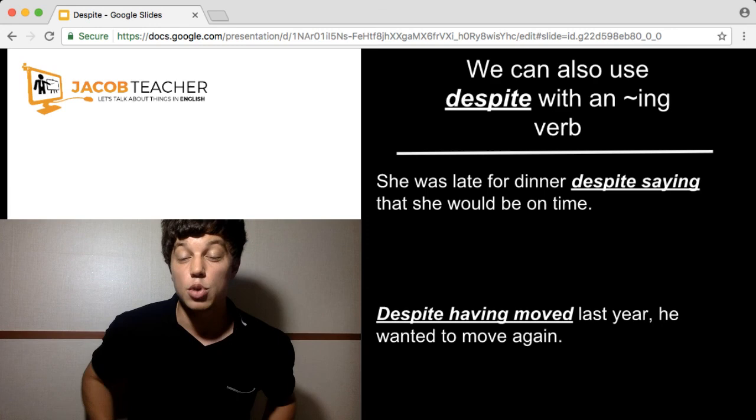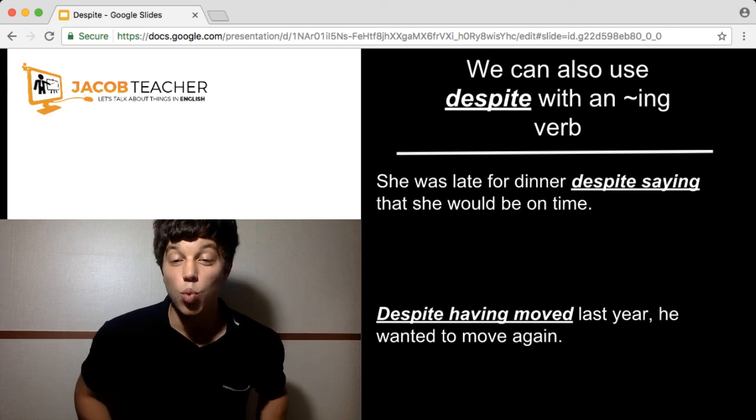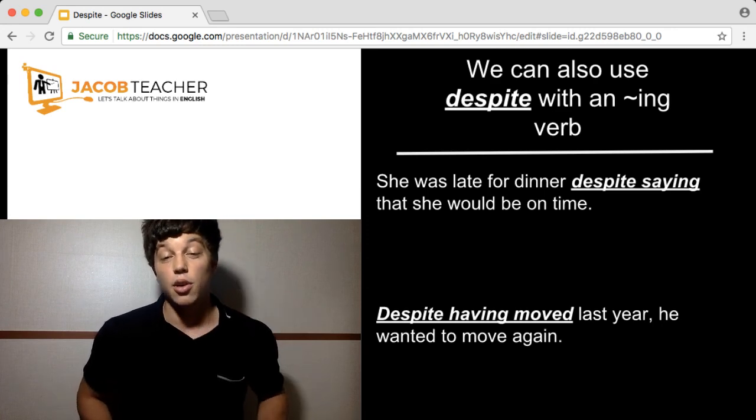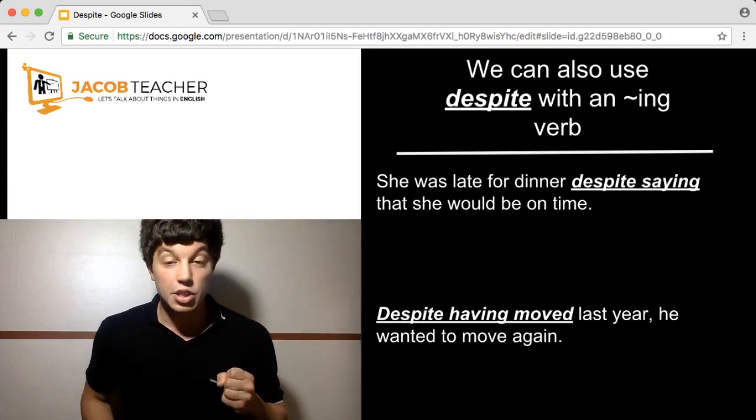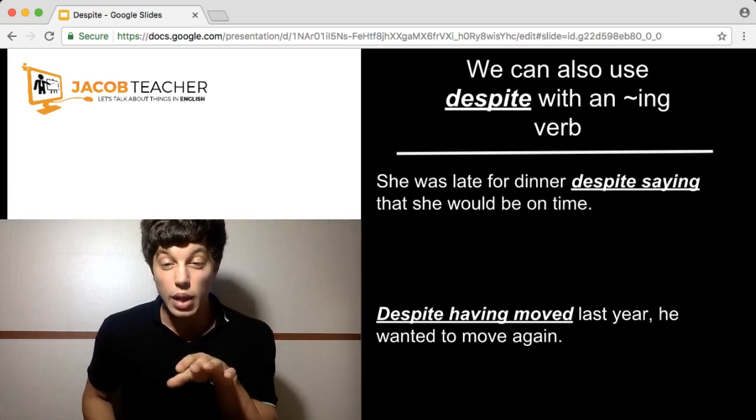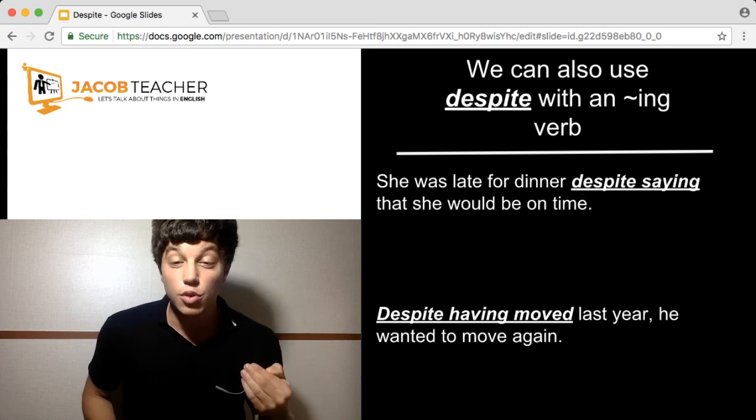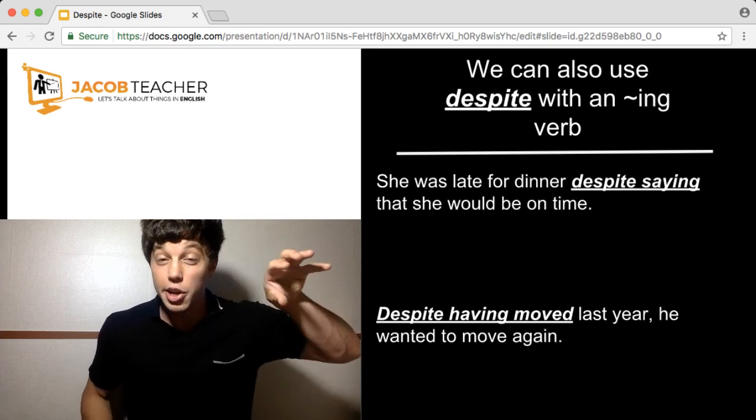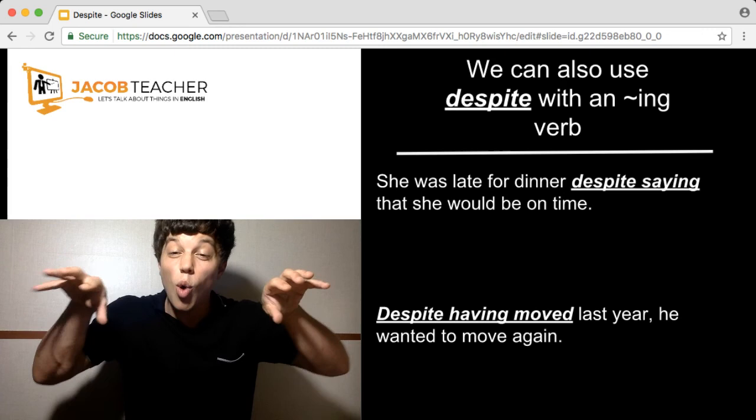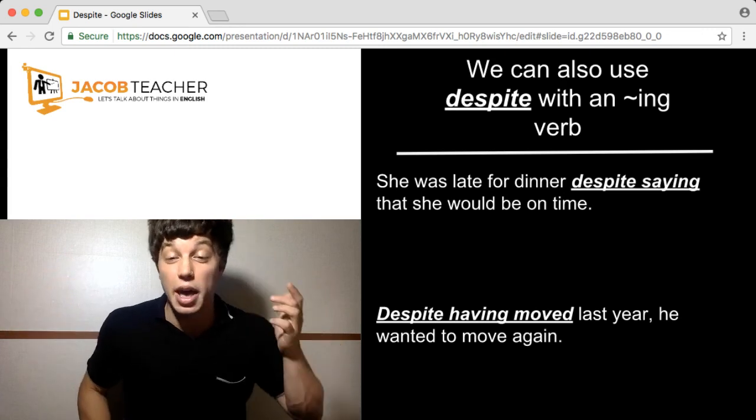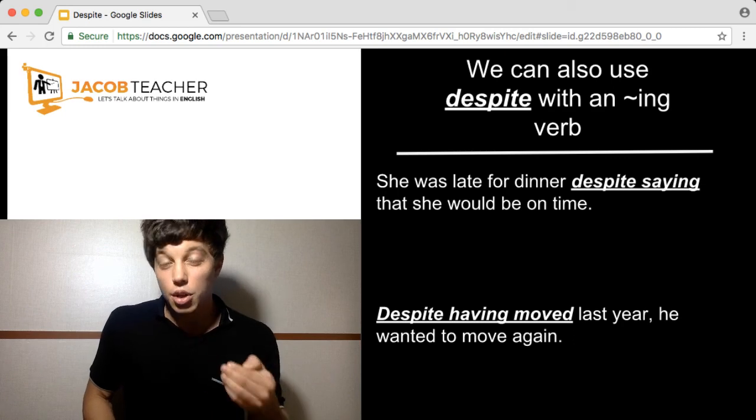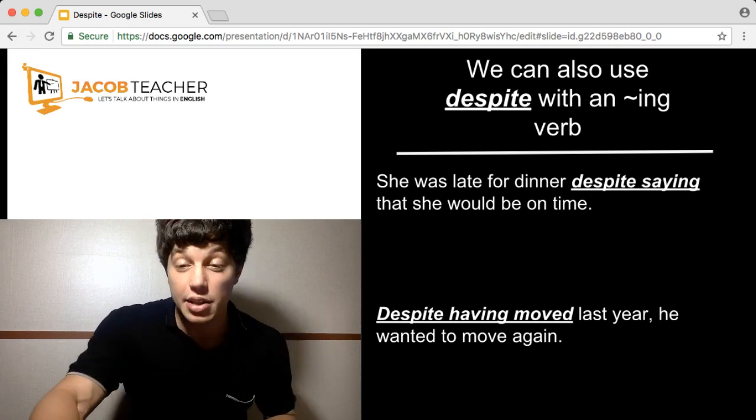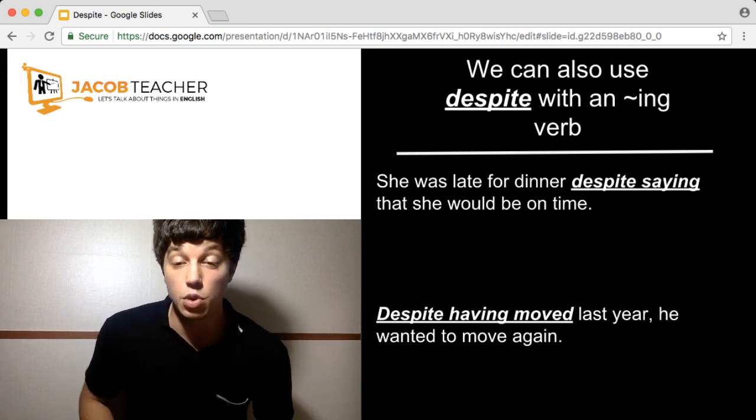Despite having moved last year, he wanted to move again. Okay? So this is using a perfect participle. Despite having moved last year, he wanted to move again. So he moved last year, but he still wants to move again. So sometimes we use it with an ing verb. It's a little less common, but you will see it occasionally.